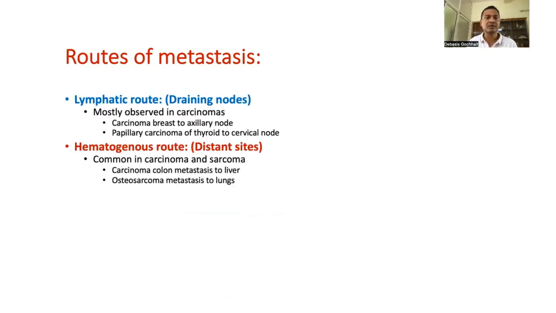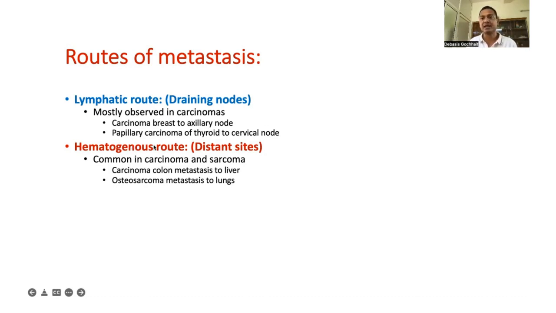Now, what are the routes of metastasis? So, the first route is a lymphatic route. Okay, the most common is lymphatic route, and it drains into the nearby sentinel nodes. This is very commonly observed in carcinomas, and for example, you can have a carcinoma breast draining to axillary node, a carcinoma thyroid or papillary carcinoma thyroid presenting with a cervical lymph node.